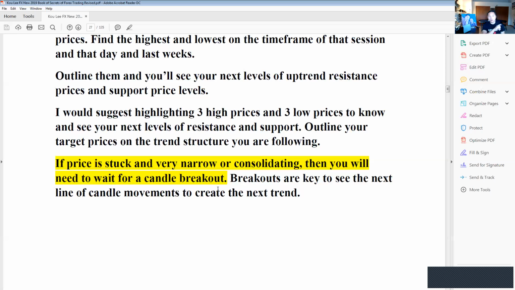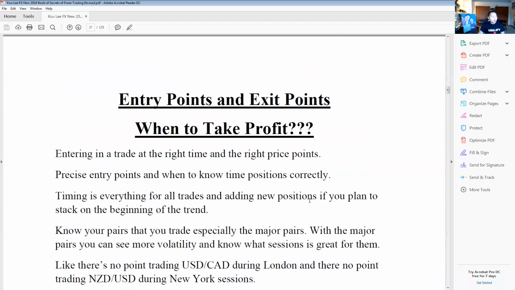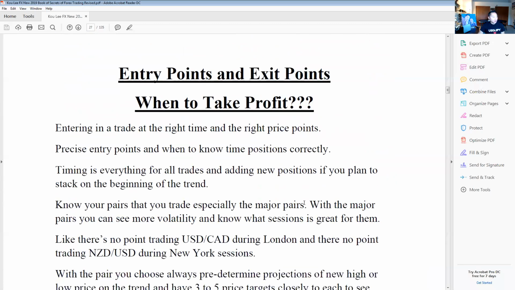Usually when it consolidates for that first session, then when the new session kicks in, you get to see a massive breakout. That lets you know they're going to try to put it either to the upside, going back up, or to the downside, going down. And that's your time to get in. That's just another thing to look into here: entries and exits. Let me stop this and start a new video.